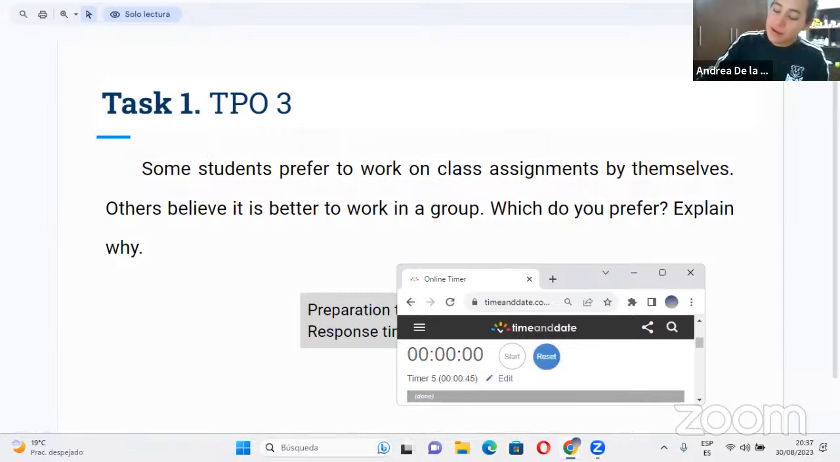Okay, great. I love your response. Well done. So I like the structure personally. You had a great introduction. I prefer it's better, or I prefer to work on class assignments in a group. You had a great reason. You can divide the work depending on your peers' abilities, maybe, or how you know your classmates. And you had a great example as well.